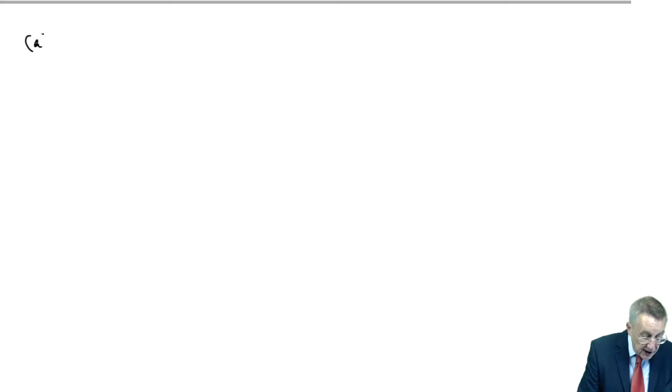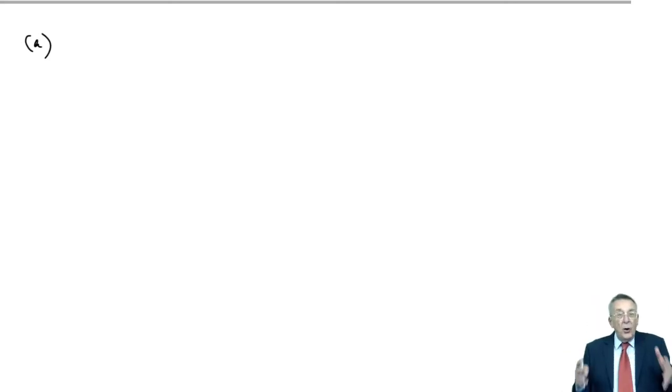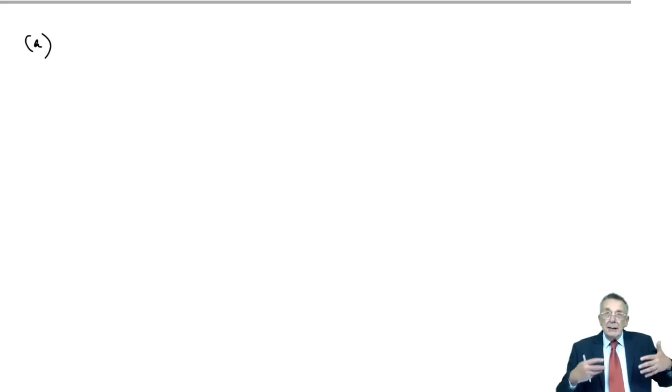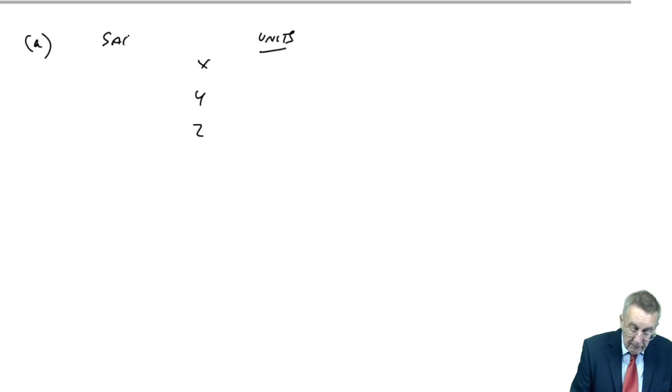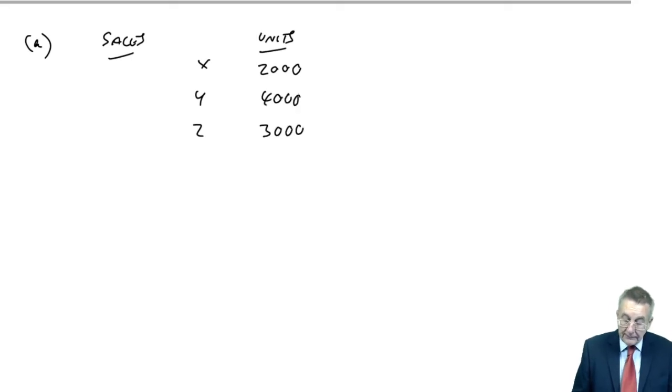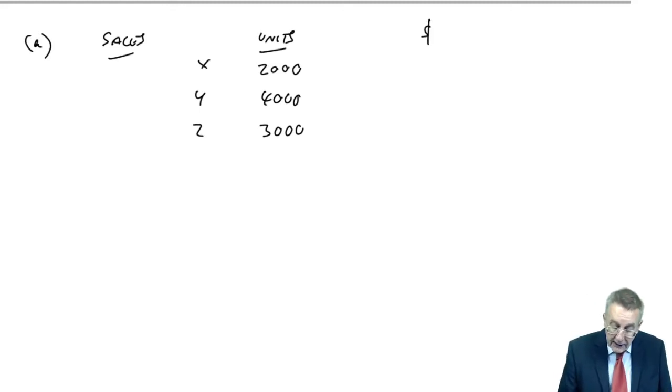Anyway, it says he wants a sales budget, and he wants quantity and value. Budgets aren't always in dollars. We need to know how many units we're budgeting on, and then we can cost it out. Well, this is easy because they've actually given it to us. In units, X, Y, and Z, sales are 2,000 X, 4,000 Y, 3,000 Z. He wants to know the budgeted revenue, in dollars.